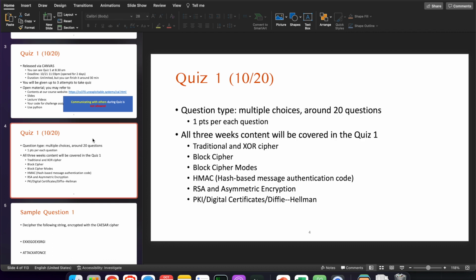And we will have less than 20 questions in quiz 1. And all 3 weeks of contents will be covered in quiz 1. So you can see that the topics include the traditional and XOR cipher, block cipher modes and how we can attack them, hash-based message authentication code, RSA and symmetric encryption, PKI, digital certificates, and key exchanges. All are included in quiz 1.